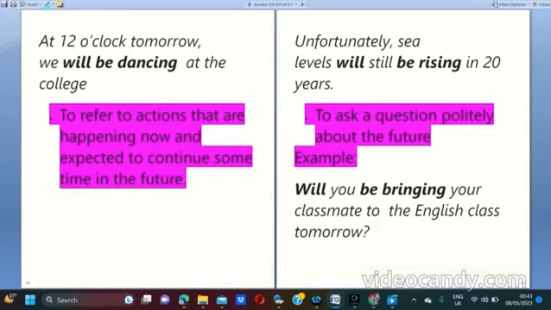Let's talk about polite questions. When we put will at the beginning, it becomes a question. Whenever we begin a sentence with a helping verb, it becomes a question. Here also, will is the modal.